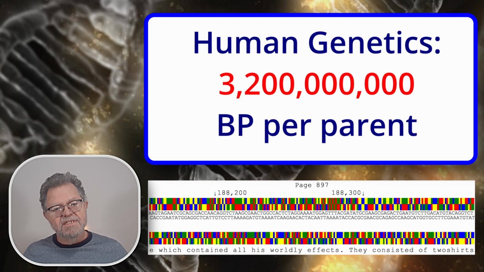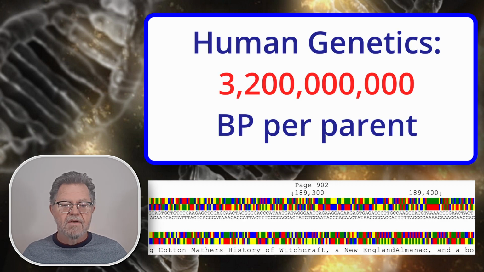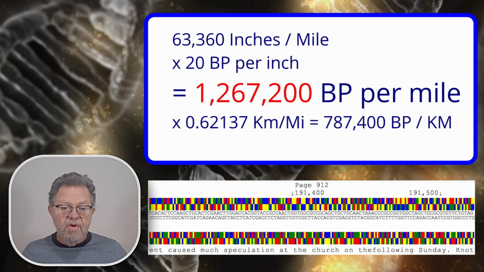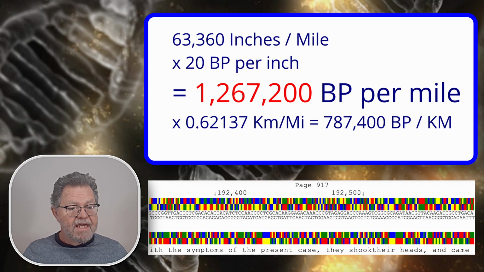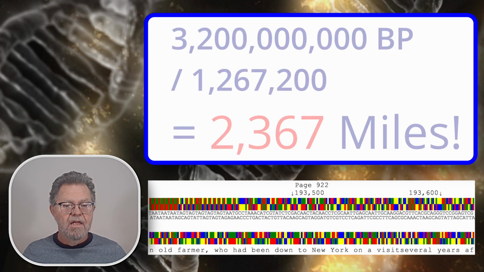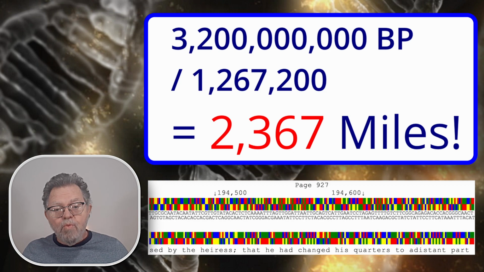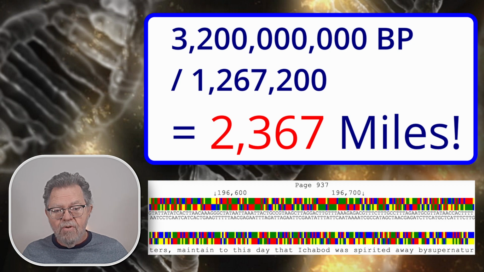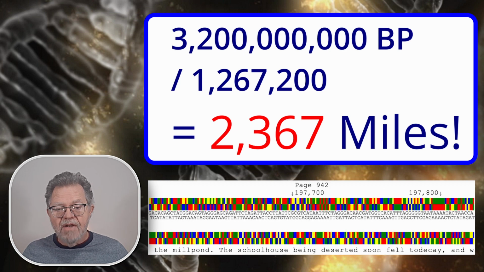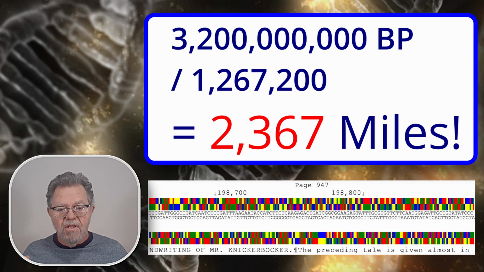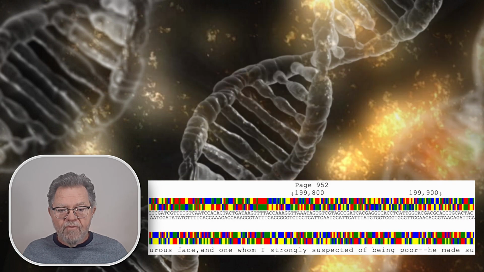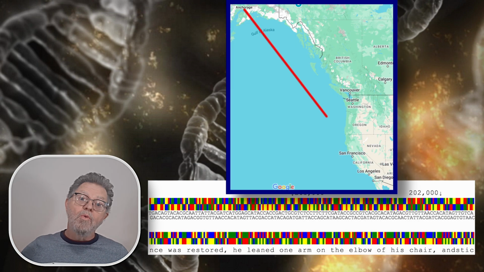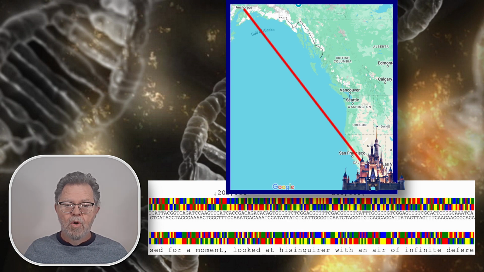In each of our living cells, we have 3 billion base pairs from each parent. This encoding scheme renders 1,267,200 base pairs per mile. An entire listing of one parent's contribution to our DNA would print out 2,367 miles long. So if we printed it out, it would stretch from Anchorage, Alaska, all the way to Disneyland. Whoa.